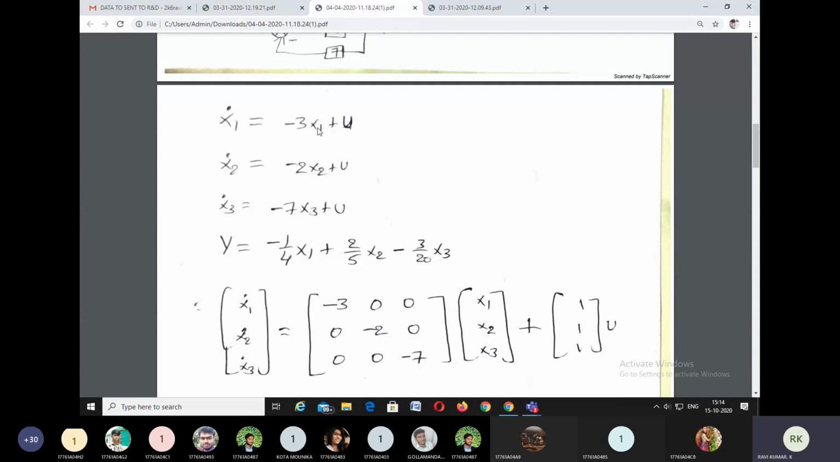So x1 dot is equal to minus 3 x1, and the remaining two are zeros, and u also is there, that's why it is 1 into u here.